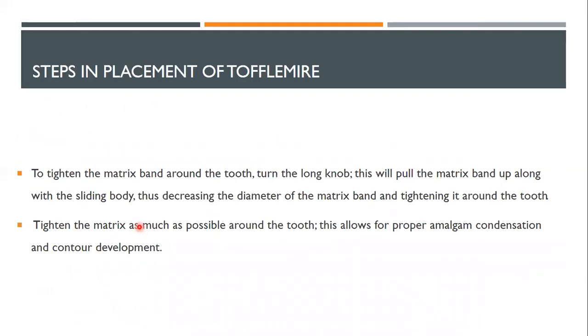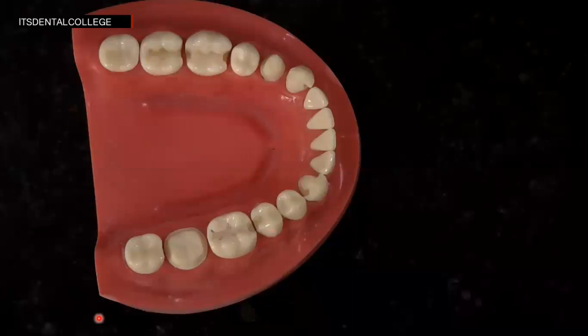And then we have to tighten the band. We turn the larger knob to tighten the band, which will basically decrease the diameter of the band and tighten it around the tooth. Tightening of the matrix is very important, which will allow us to do a proper condensation and development of a proper contour. So let's see this video.